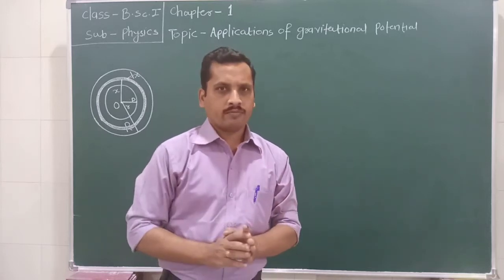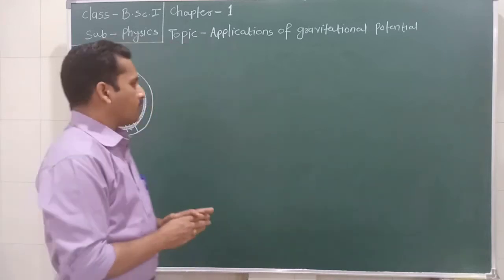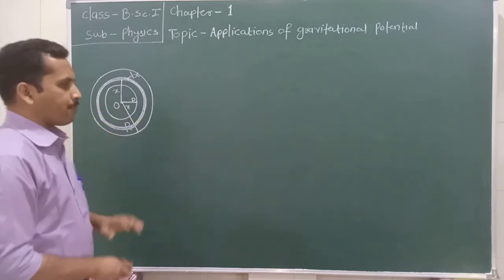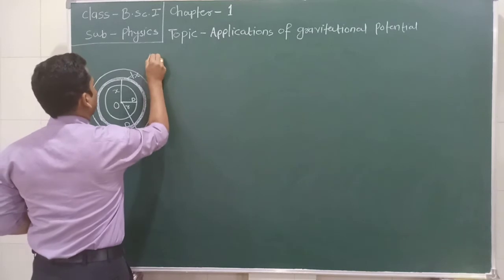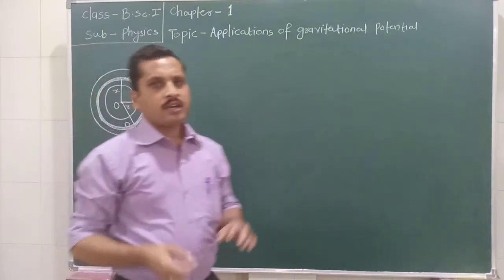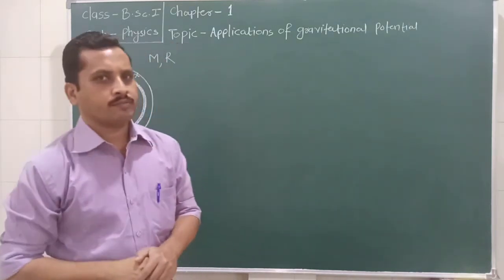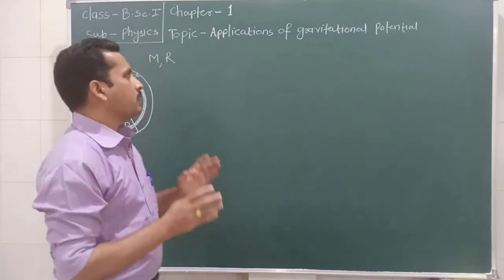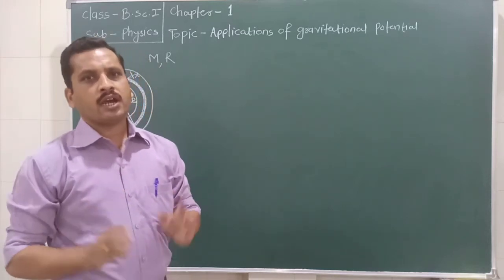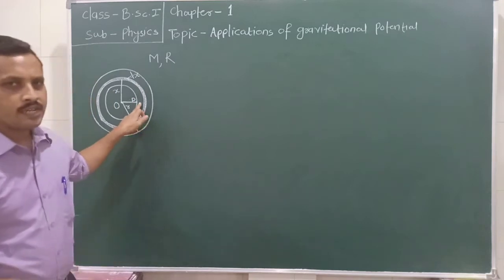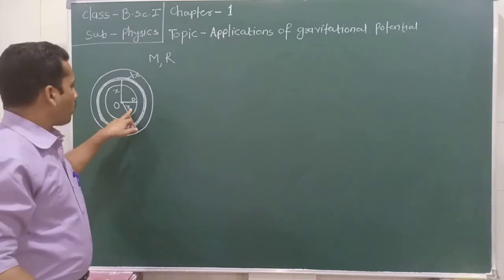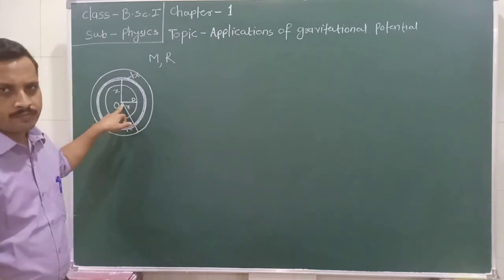the solid sphere. For that, consider a sphere of mass M and radius capital R. Suppose the mass of the solid sphere is capital M and capital R is the radius of this solid sphere. Now, to find the gravitational potential inside a solid sphere, we are considering a point P which is situated at a distance r from the center of the solid sphere.